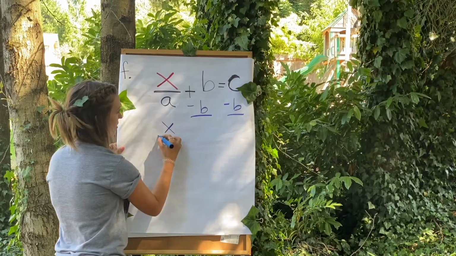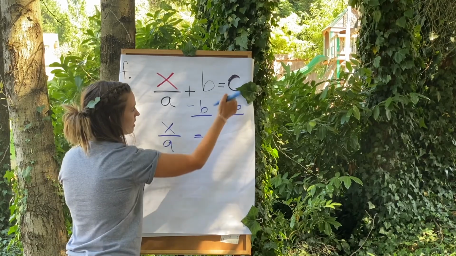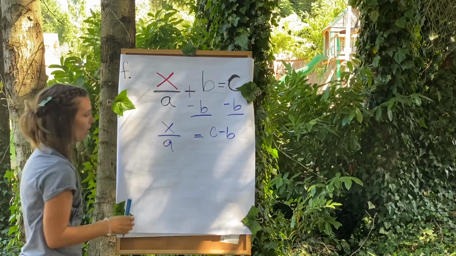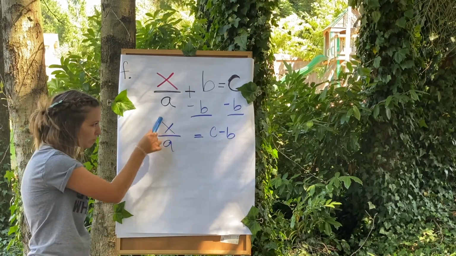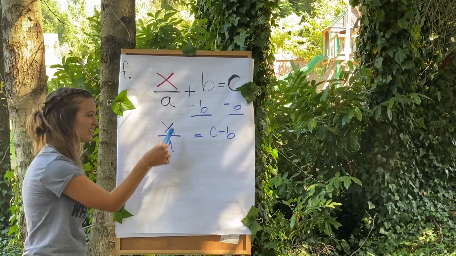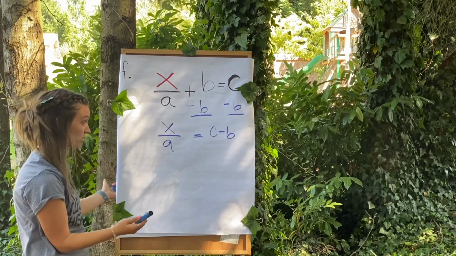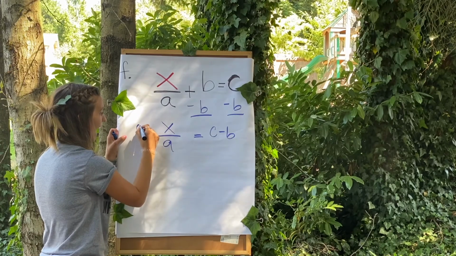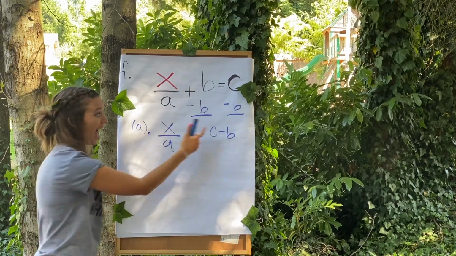Okay, then I end up with x over a equals c minus b. Those aren't like terms, so I'm just going to write them as c minus b. Okay, then I want to get x by itself, so I need to get rid of this a. It's being divided right now, so inverse of division is multiplication, so I'm going to multiply by a. Whatever I do to one side, I have to do to the other.